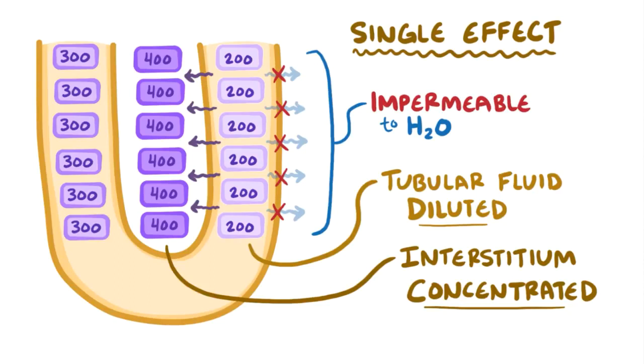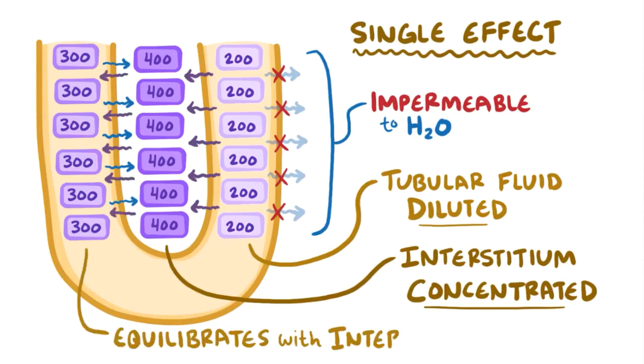In the descending limb, the tubular fluid boxes have an osmolarity of 300 milliosmoles per liter. But unlike the ascending limb, the descending limb is permeable to water and solutes. So that means that the tubule will equilibrate with the interstitium. By the process of osmosis, water will move from the tubule to the interstitium, and solutes will diffuse in the other direction, from the interstitium into the tubule. Once equilibrium is reached, osmolarity in the descending limb will go from 300 to 400 milliosmoles per liter.